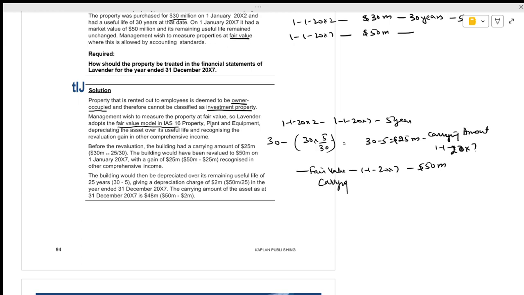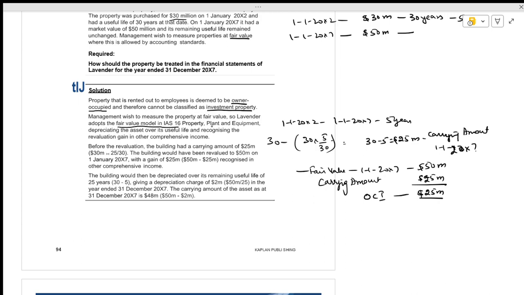What is the carrying amount? Carrying amount is 25 million. How much is the gain? The gain is 25 million. Is it right? It has to be recognized in other comprehensive income, not in the profit and loss account.